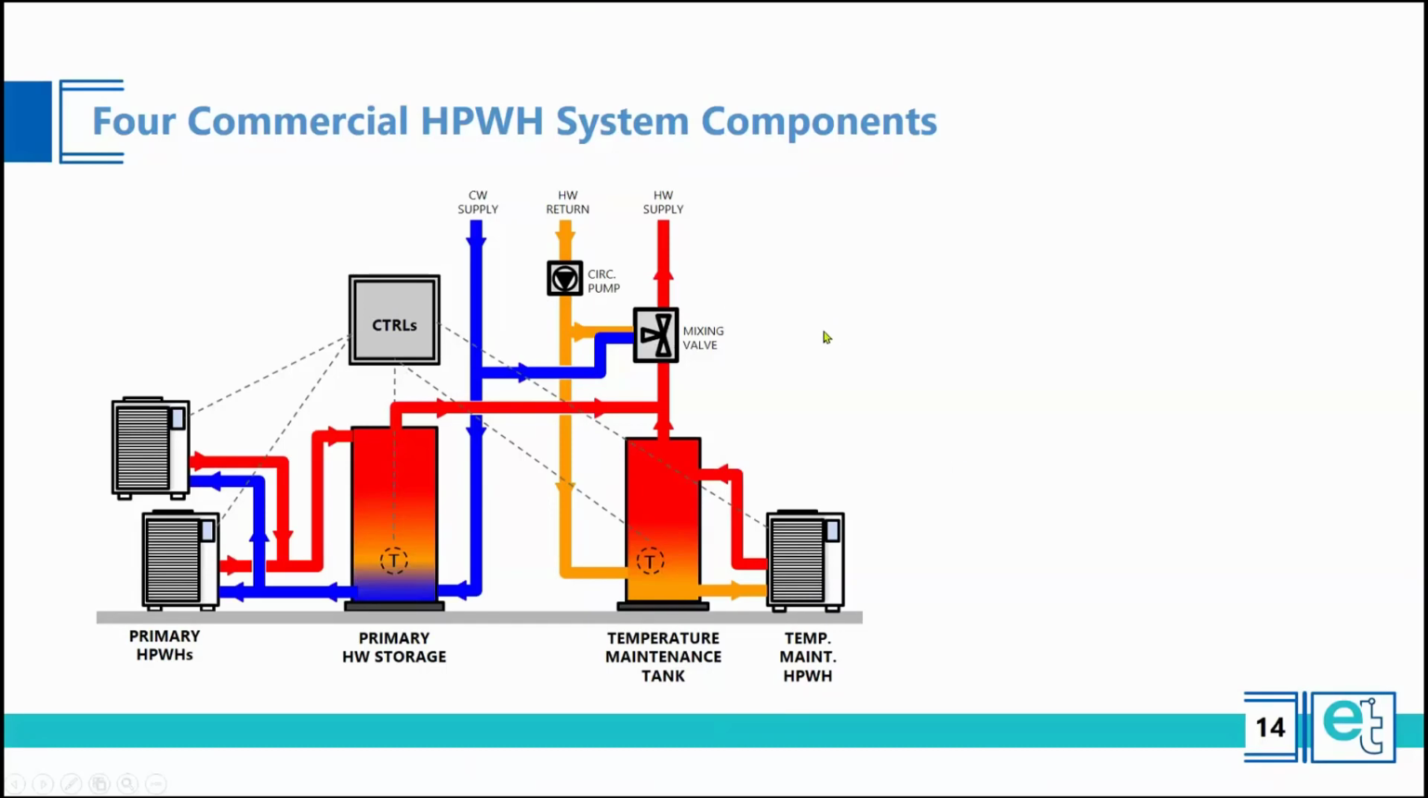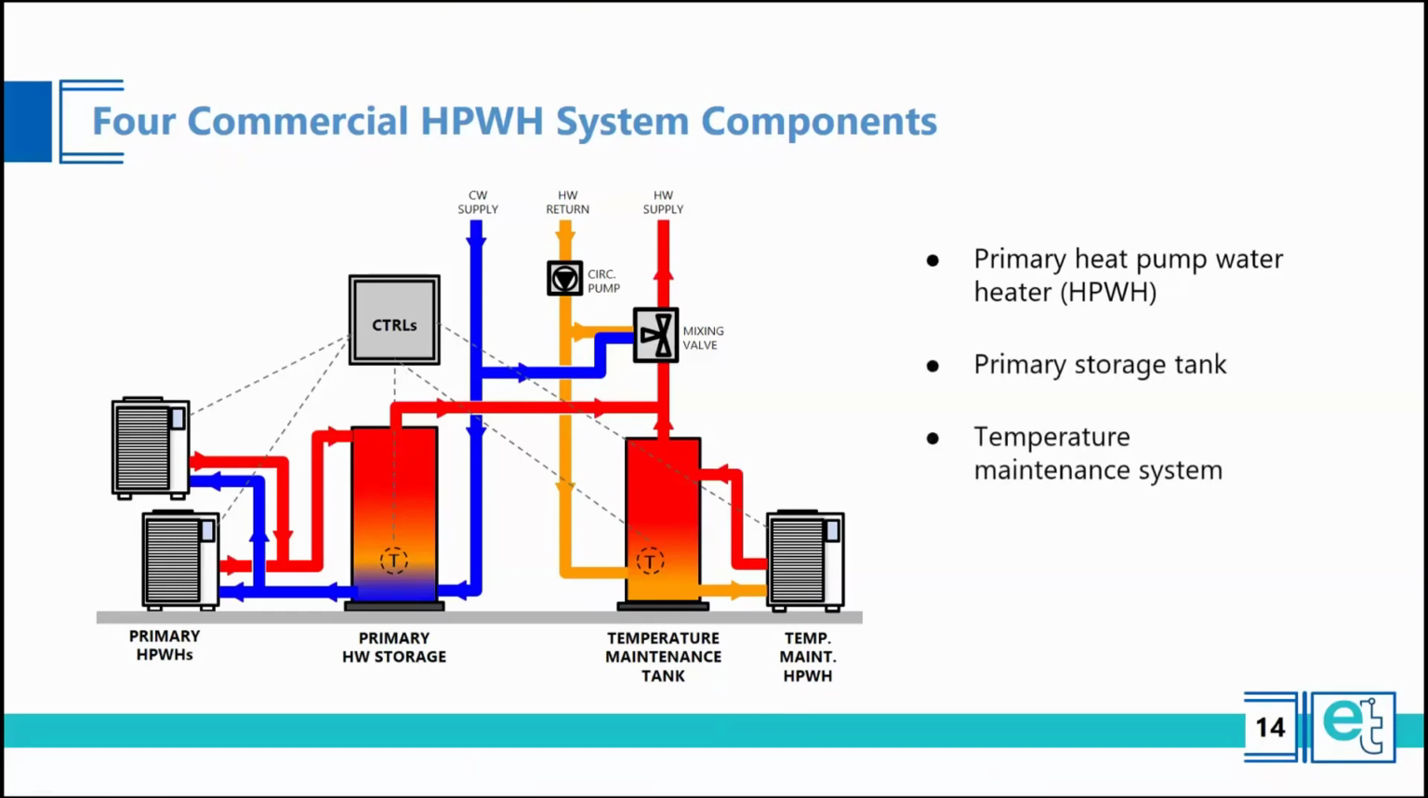There will be a test at the end that's graded. So: primary heat pump water heater, primary storage tank, temperature maintenance system, and the controls. Those are the four key components of a central heat pump water heater system.